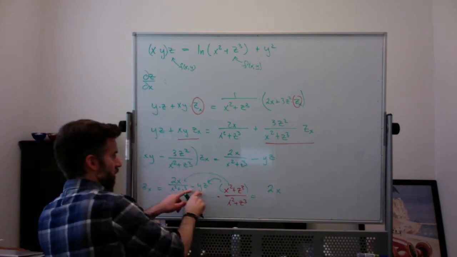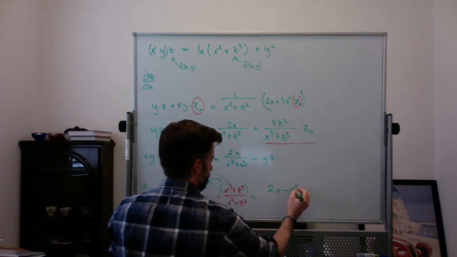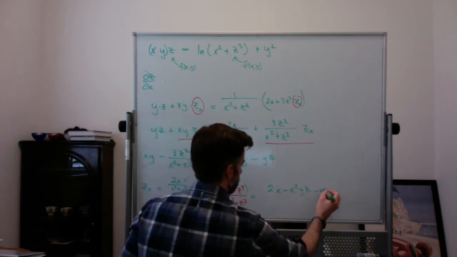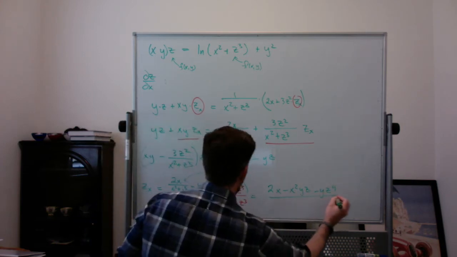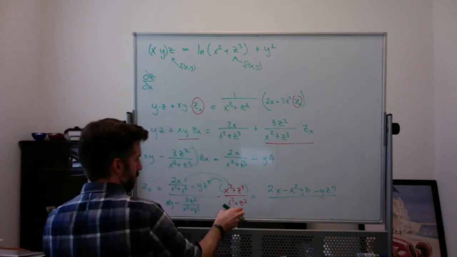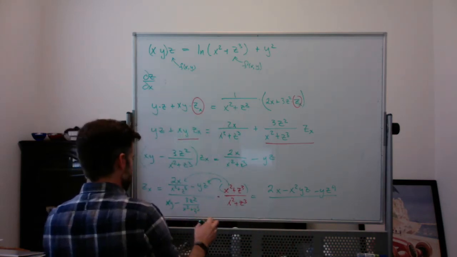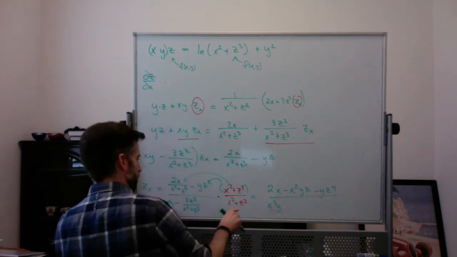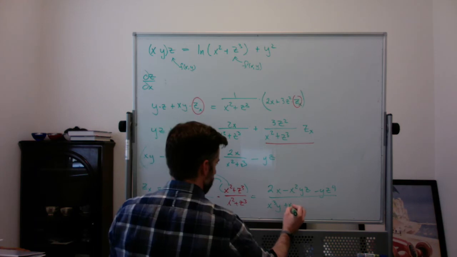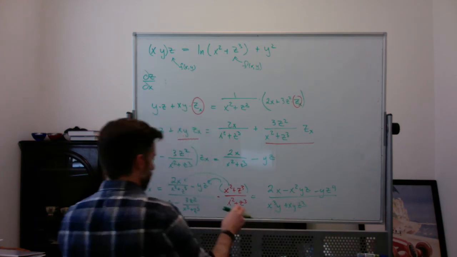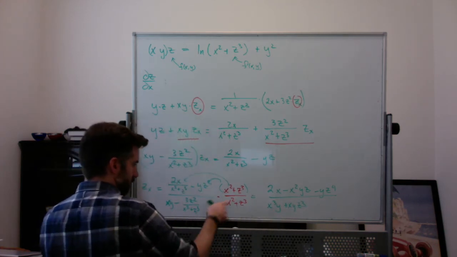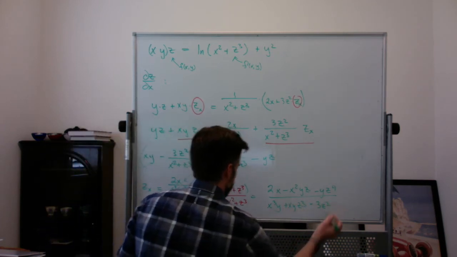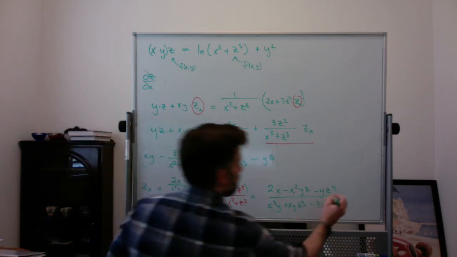It's going to be minus yz times x squared, so minus x squared yz, minus yz times z cubed, so minus yz to the fourth, over, same kind of deal on the bottom. This times this is going to be xy times x squared, which is x cubed y, xy times z cubed is xyz cubed, and all of this times x squared plus z cubed, the denominator cancels there, and you get minus 3z squared. So that would be your del z del x.